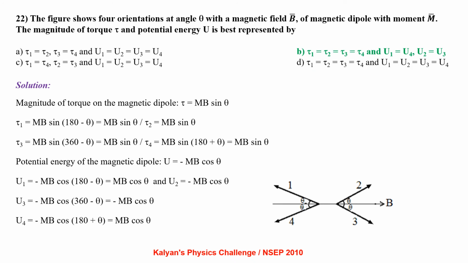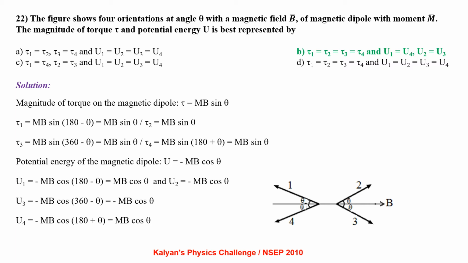The figure shows 4 orientations at angle theta with the magnetic field B of magnetic dipole with moment m bar. The magnitude of torque tau and potential energy U is best represented by? Magnitude of torque on the magnetic dipole tau equals mB sin theta. Tau 1 is mB sin (180 minus theta). Tau 2 is mB sin theta. Tau 3 is mB sin (360 minus theta). Tau 4 is mB sin (180 plus theta).